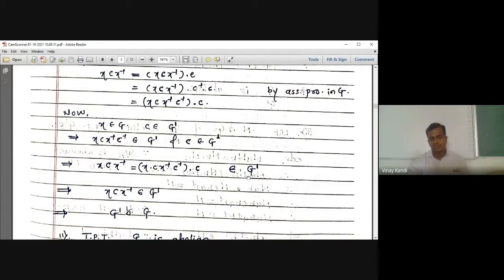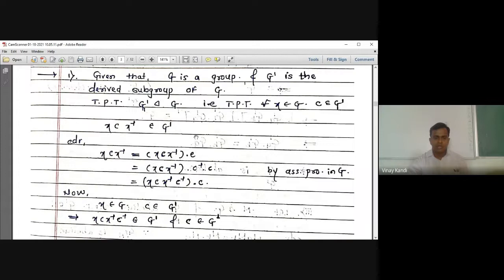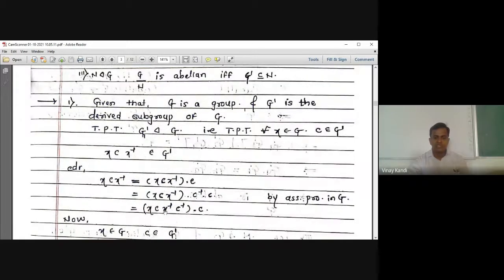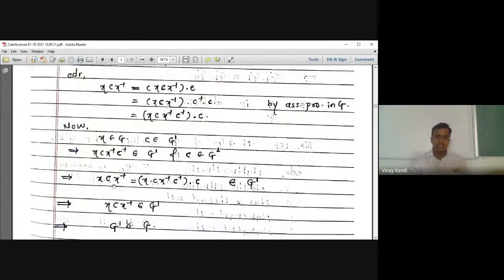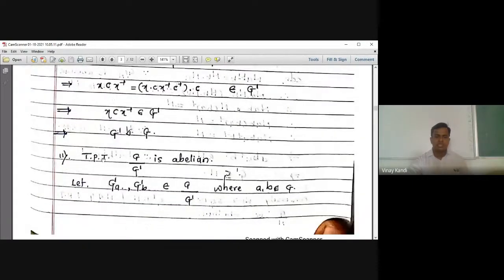Okay, hence, but what is the value of this one? x C x inverse C inverse into C is nothing but x C x inverse. Hence, x C x inverse, which is equal to x C x inverse C inverse into C, belongs to G dash, which implies that x C x inverse belongs to G dash. It implies G dash is normal in G.